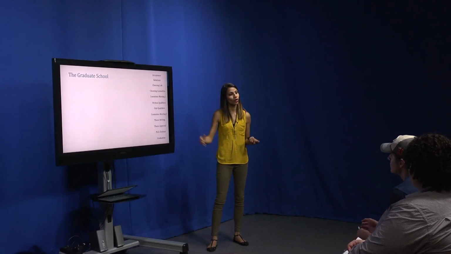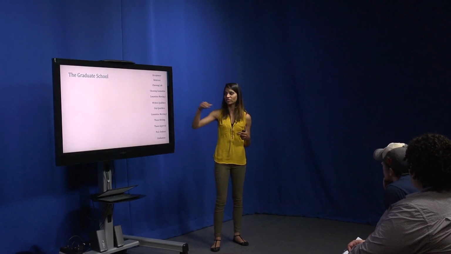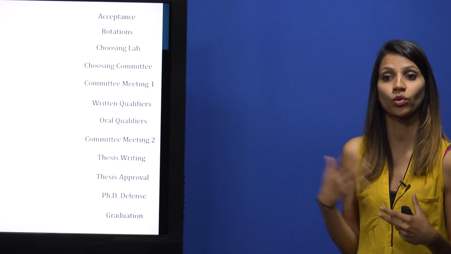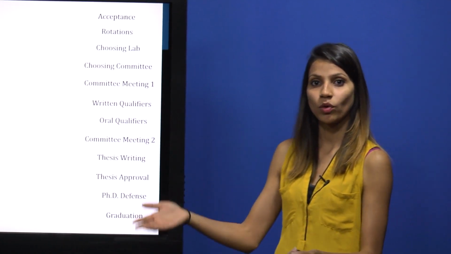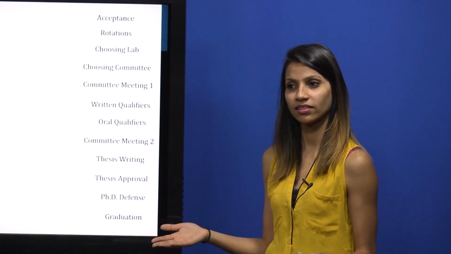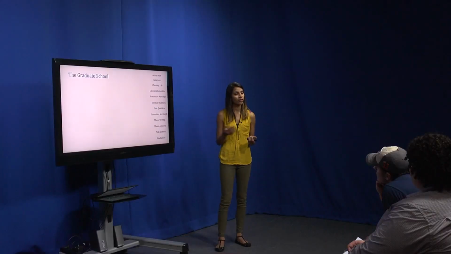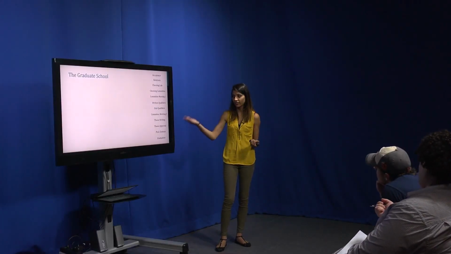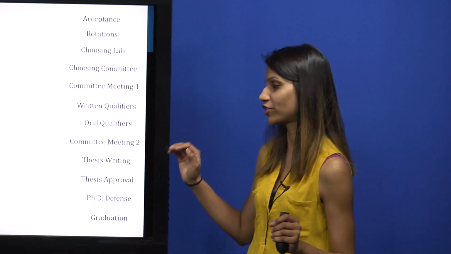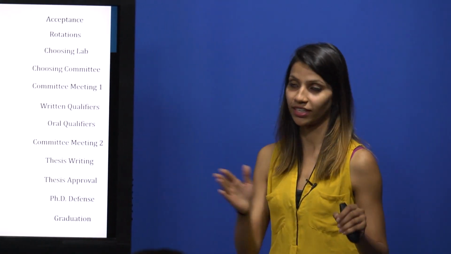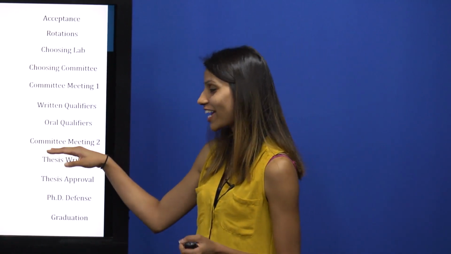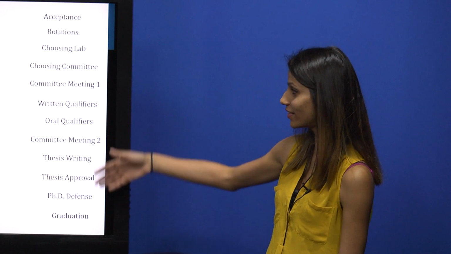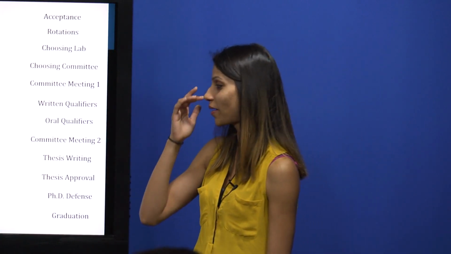So you have written qualifiers, which is more subjective based on your committee. The oral qualifiers is more about your research, what you've done. So you present what you've been doing, and if the committee thinks that is scientifically relevant and sound, then they pass you and you are a PhD candidate, which is really a milestone. Then usually you have more committee meetings depending on how long you're taking. I did this in 4 years, 4.5 years.